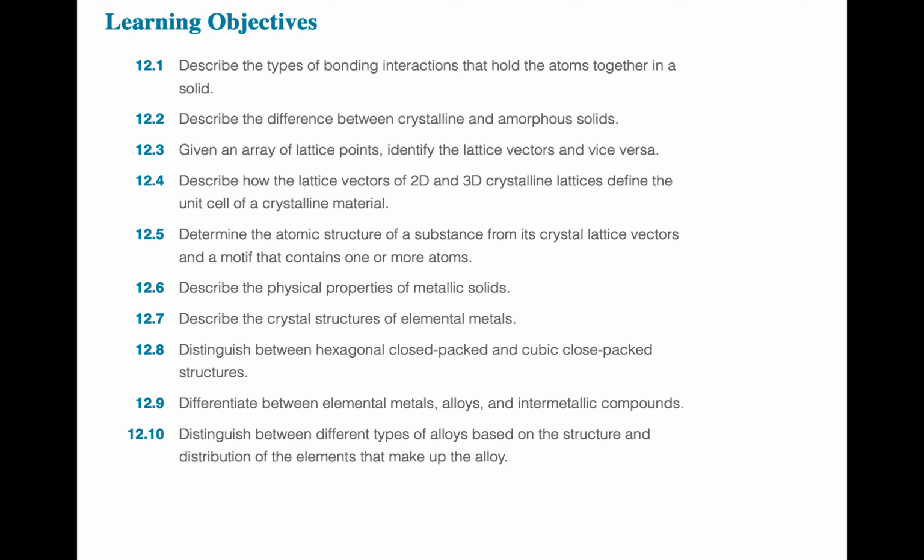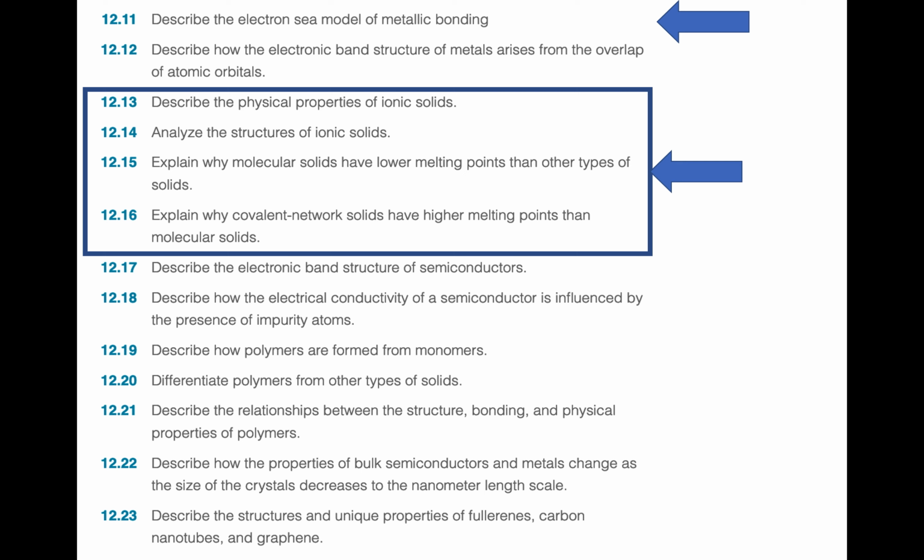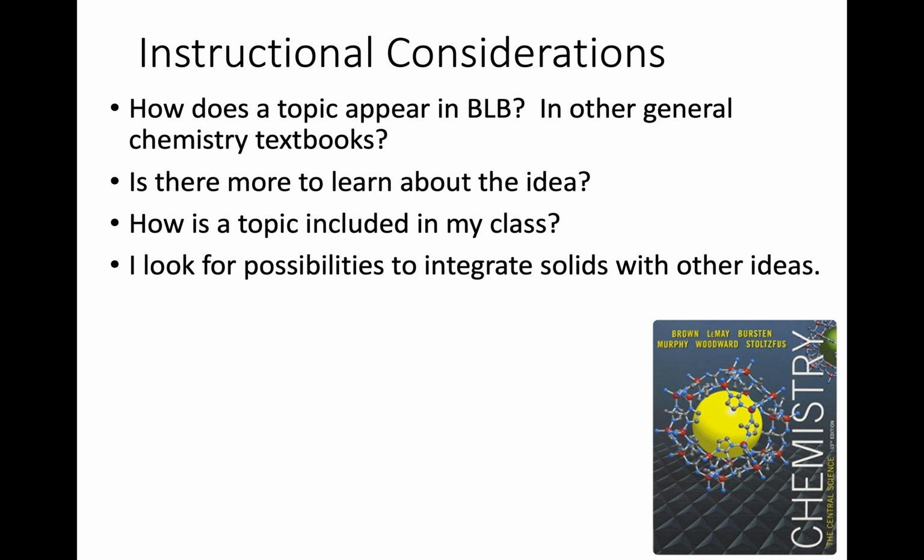Learning objectives within the textbook I list here, there's quite a few. Key ones that we include in our class would be listed there for 12.1 and 12.2, describing the types of bonding interactions, and compare and contrast crystalline and amorphous solids. The chapter goes on. Very common learning objectives would be to describe the electron sea model for metallic bonding, looking more closely at ionic solids, and also the structure of covalent network ones.